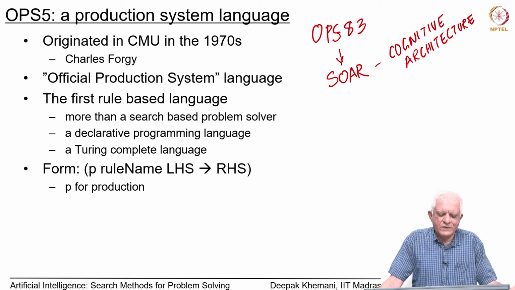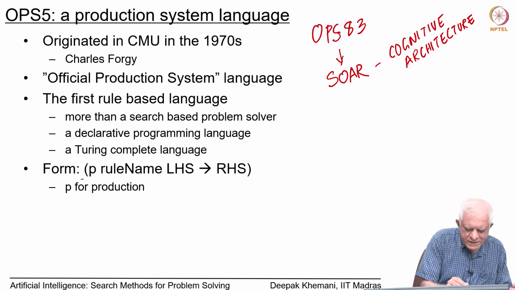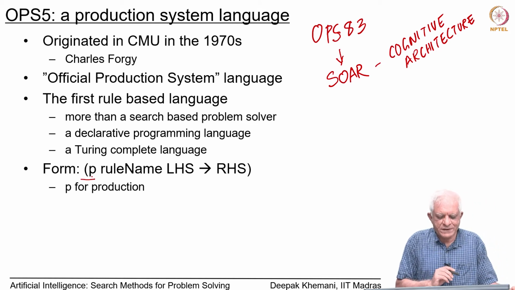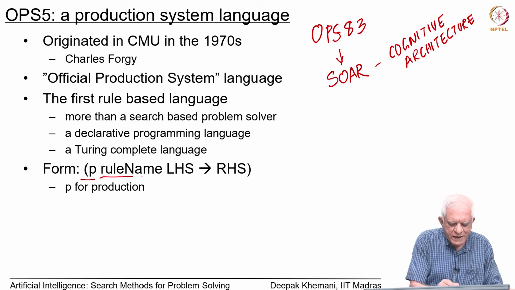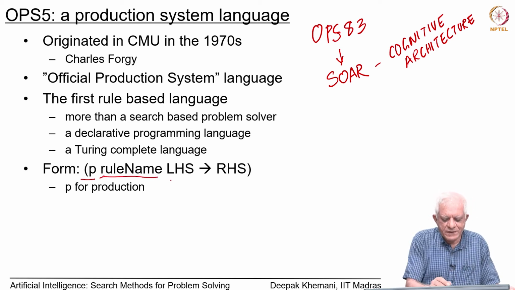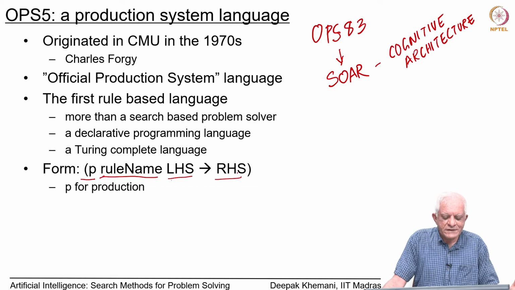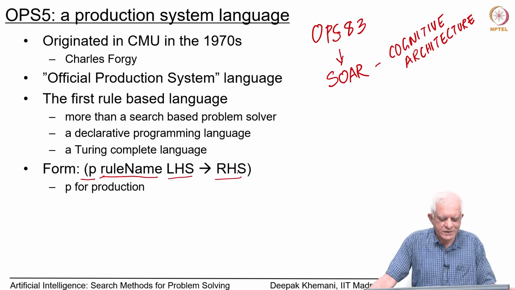The form of a rule in OPS5 was this structure. You started with an opening bracket and the word P, where P stands for production. You give a name to that particular rule. You describe the left hand side, then there is an arrow, and then you describe the right hand side. So, this was a high level syntax of rules in this particular language.